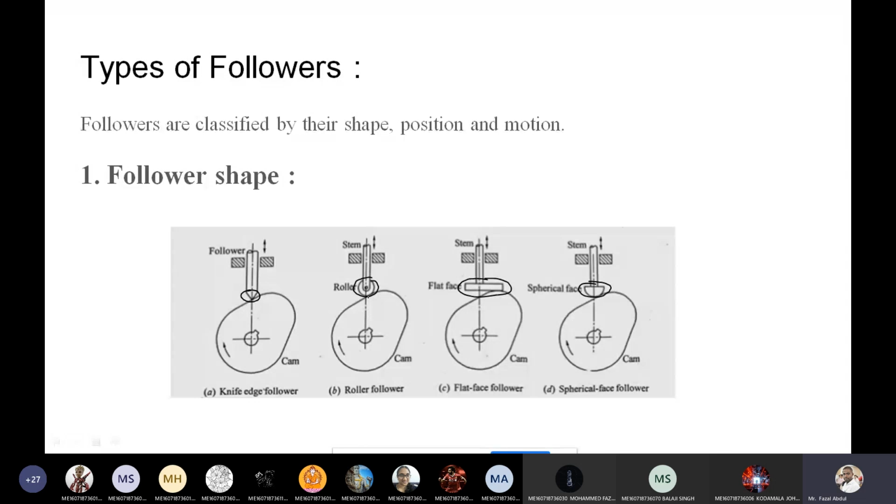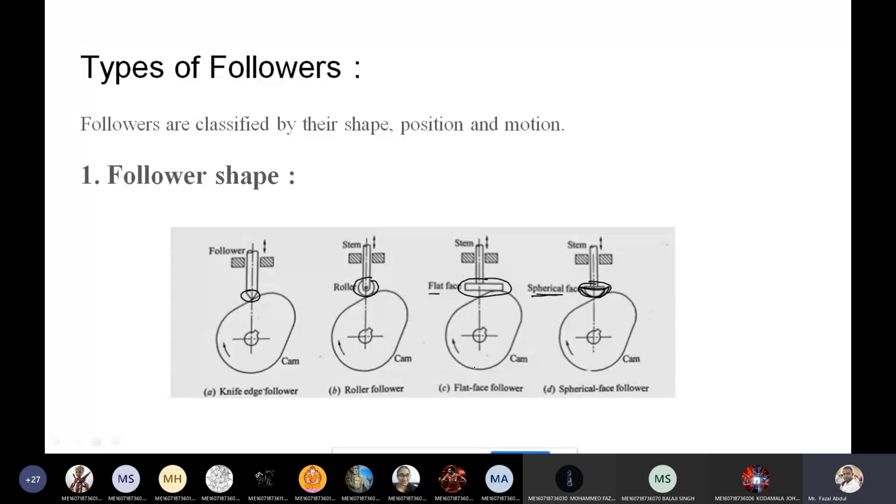Now the roller follower means the follower is attached with one roller, so that reason the name is given as a roller follower. Here it is having the flat face, so that reason flat face follower. Spherical face follower means it is having the spherical face here. Based on the shape, the followers are classified as knife edge follower, roller follower, flat face follower, spherical follower.